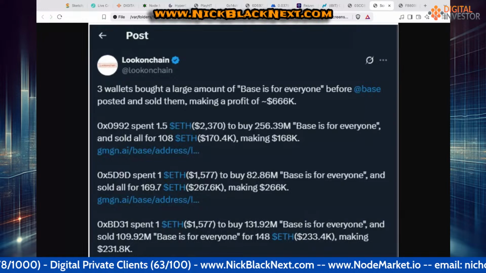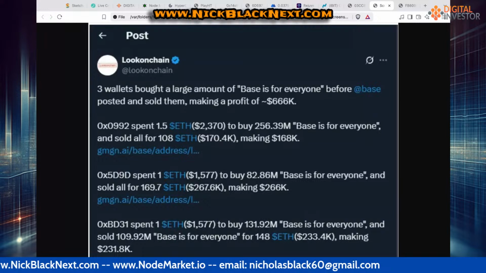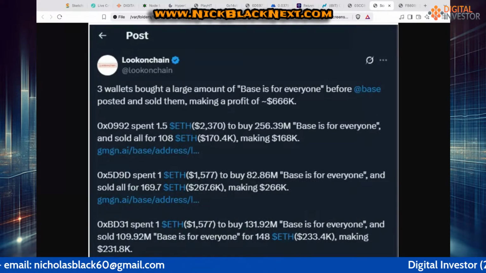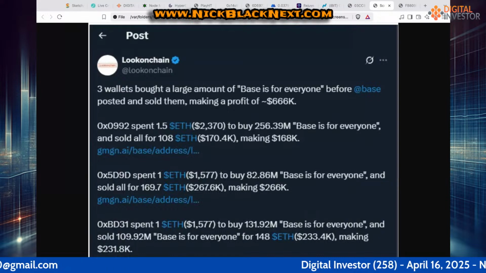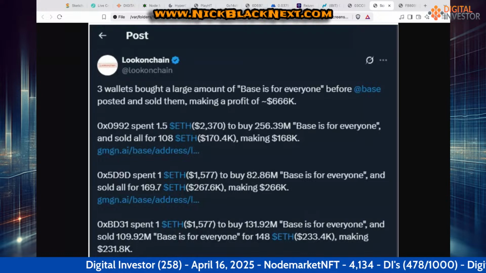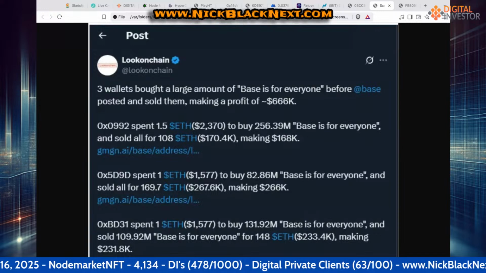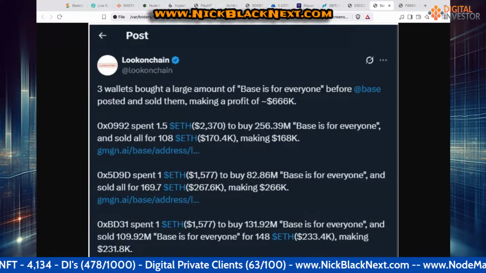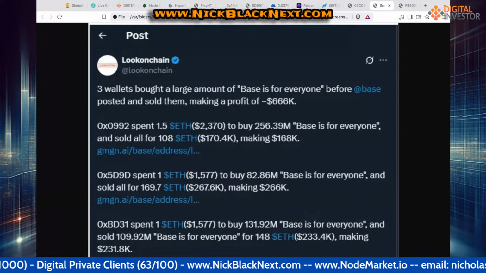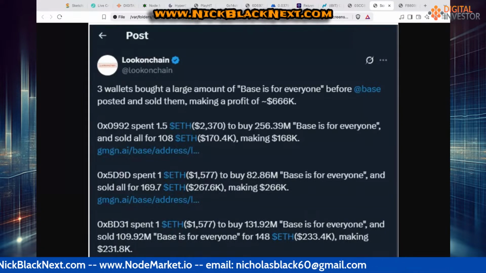One wallet spent $2,370, 1.5 ETH. They bought 256.39 million Base for everyone tokens, sold for 108 ETH, so they pocketed 170,400, making a cool 168K profit. Remember, Base for everyone. The next wallet spent one ETH and booked $266,000 profit. Remember, Base for everyone, except it's really for these three wallets.